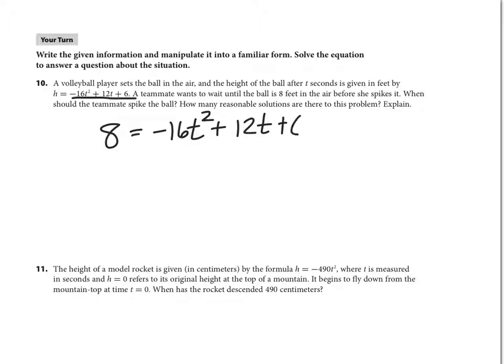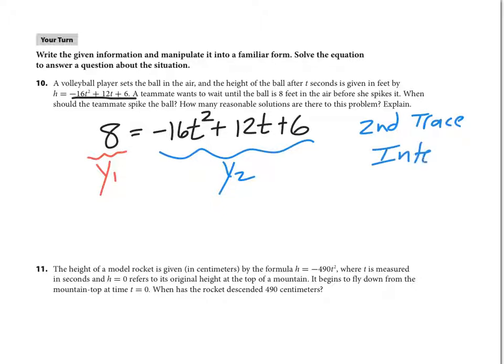Now, one way to do this is on the calculator, put that as y1, put that as y2, and then go to second, trace, and find where they intersect. Okay, now they should intersect twice. When it says reasonable solutions, what is t here again? T is time. So we need to think about that. If one of your answers is negative, that doesn't really make sense, okay?